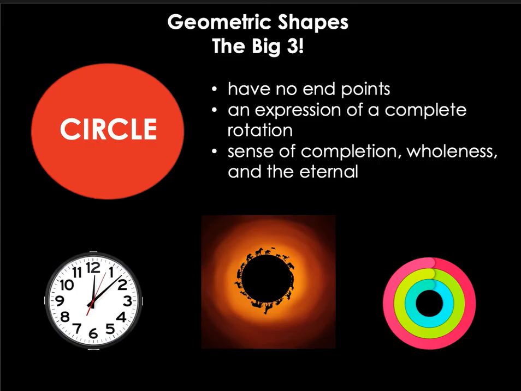So let's go back to the geometric shapes. There's the big three. And our first one is a circle. And circles, they have no endpoint. So we use them as an expression of a complete rotation. Think about a clock, or a sense of completion. If you finish the circle, it is complete. Or things that are eternal. Think of a clock, or on my iWatch, I have that activity circle. So as it completes itself, it makes another rotation around, or the circle of life. Have you ever heard that term from The Lion King?